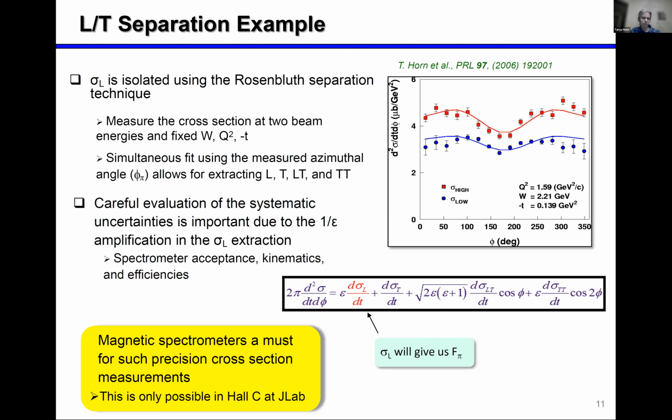It looks simple and trivial to do this, but of course, as usual, experimentally it's not. The systematic uncertainties play an important role, in particular due to this factor epsilon, because it comes in amplified in the extraction of the longitudinal cross-section. So experimentalists know what that means. It typically means you have to really control spectrometer acceptances, kinematics, efficiencies, and what have you. And for an experimentalist, really the only device that is useful to do that would be a magnetic spectrometer, where you can make a precision cross-section measurement. And this we do at Jefferson Lab in Hall C. So that's one of the major strengths of Jefferson Lab, to make these precision cross-section measurements.